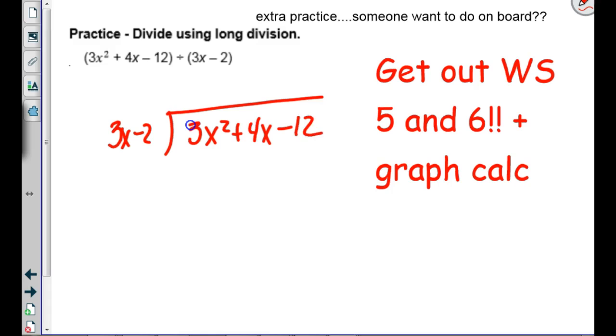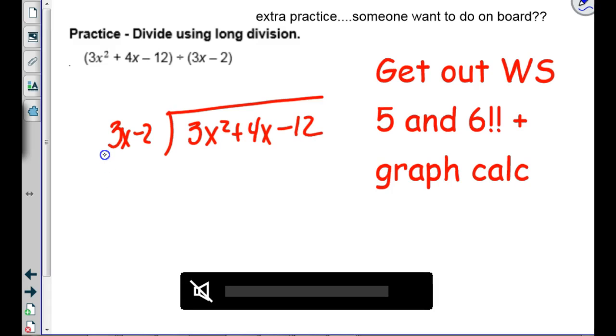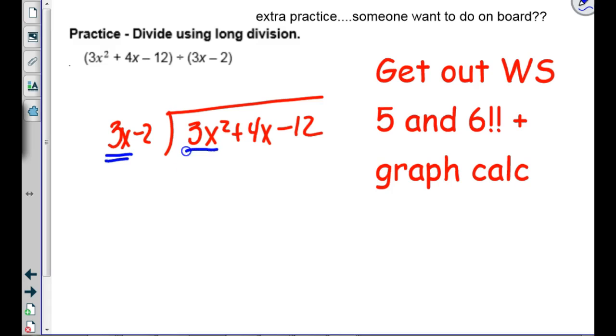So this is a pretty easy one, but just to review the concepts. We need 3x to become exactly 3x squared. So we need to multiply by an x, and I don't care where you write that, okay? Then x gets distributed to both of these terms. So x times 3x, x times negative 2.